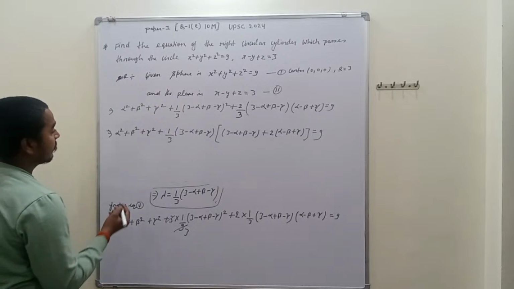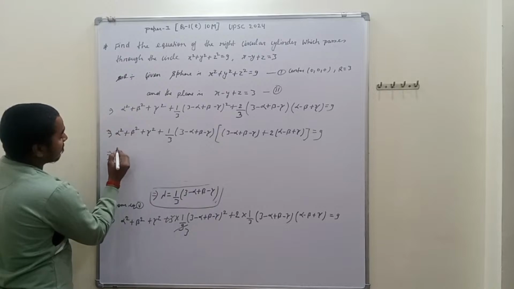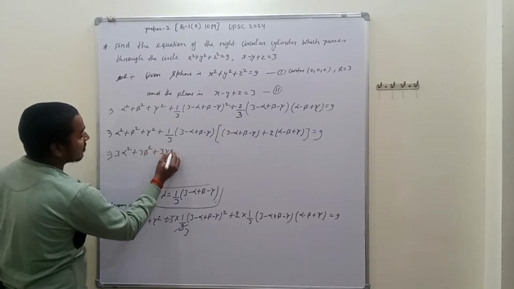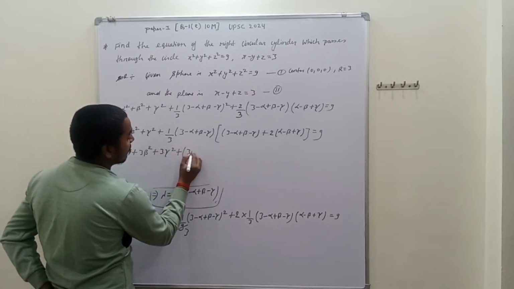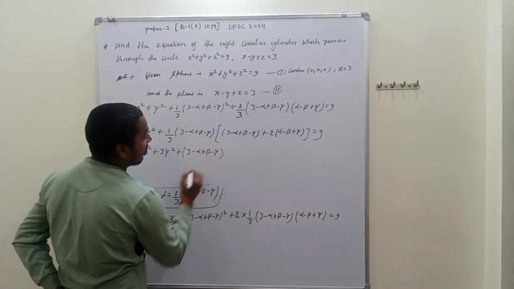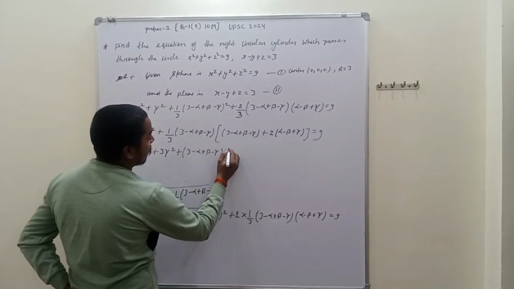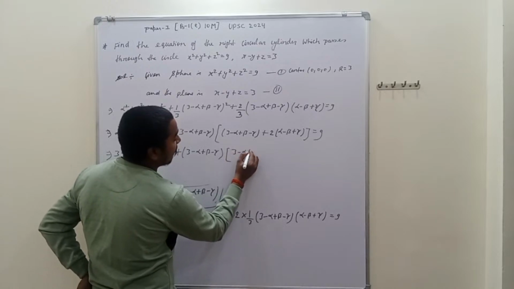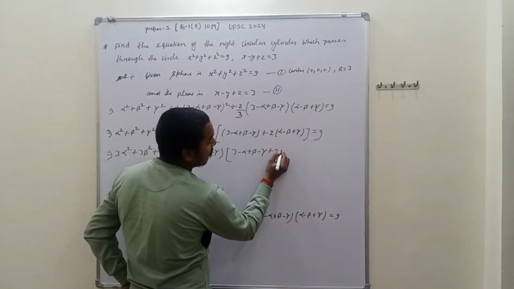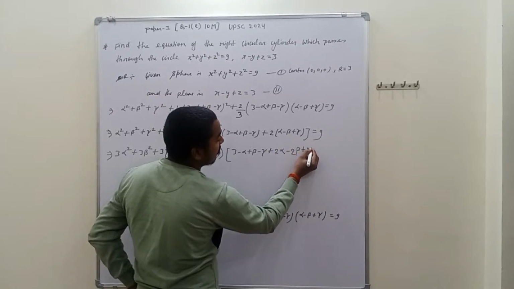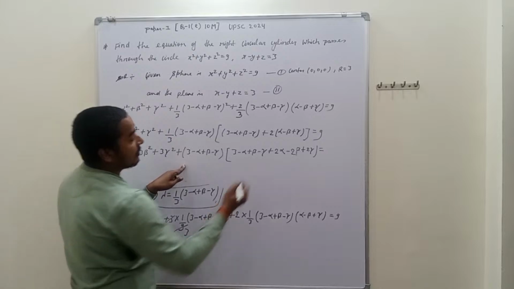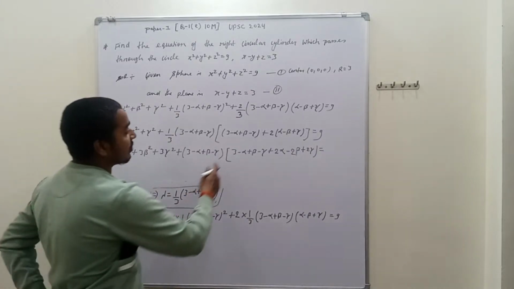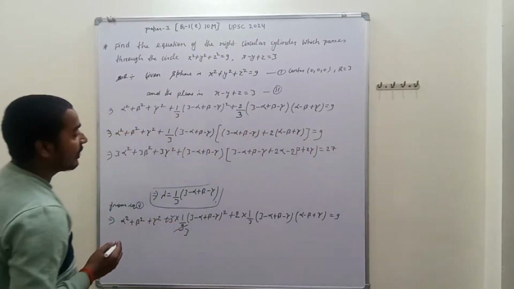Further we have to solve, taking LCM, that is 3 alpha square plus 3 beta square plus 3 gamma square plus (3 minus alpha plus beta minus gamma) in bracket, into (3 minus alpha plus beta minus gamma) plus 2 alpha minus 2 beta plus 2 gamma is equal to, here 9 threes are, once again when taking LCM, in the denominator we have also 3, so 3 is cross multiplied with 9, that is 27.